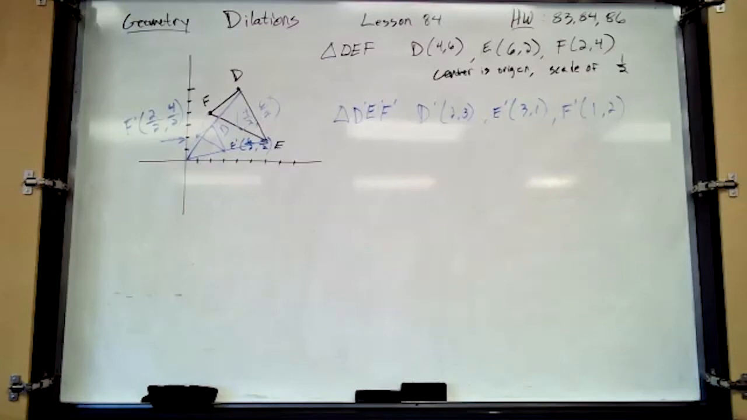If this was the scale factor of 3, what would D prime, E prime, F prime be? What would D prime be if we had a scale factor of 3? Yep, so what would D prime be? 12, 18. You guys see how we got that? All right, that's all I'm doing.